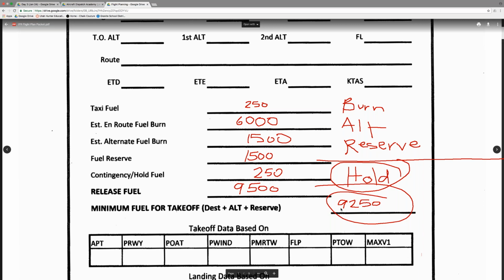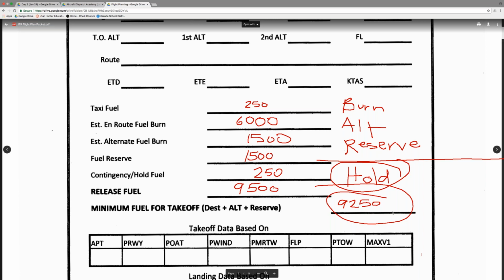But say we roll to the runway and we have 9,230 pounds on board the aircraft. We have to stop. We cannot take off. We would have to go back to the gate and fuel the aircraft.